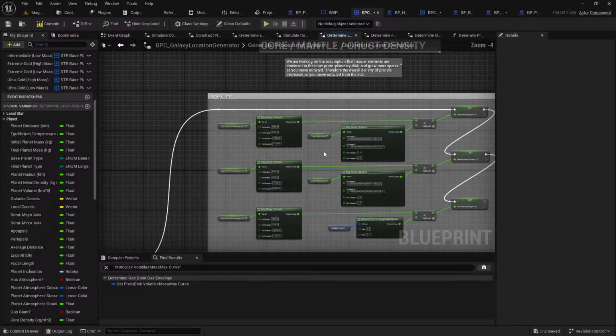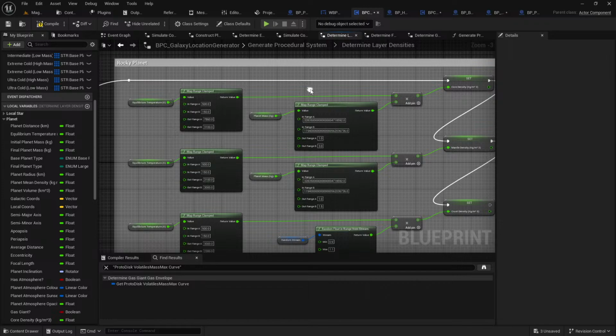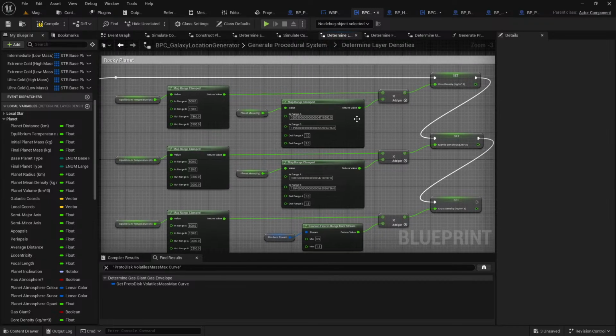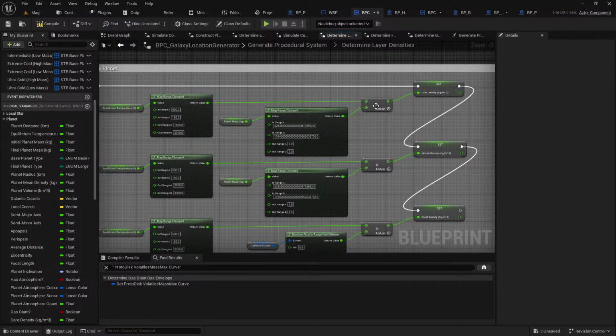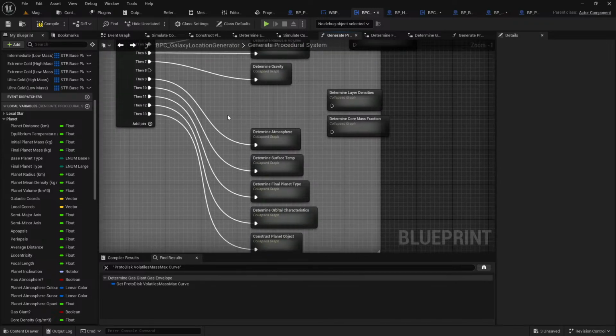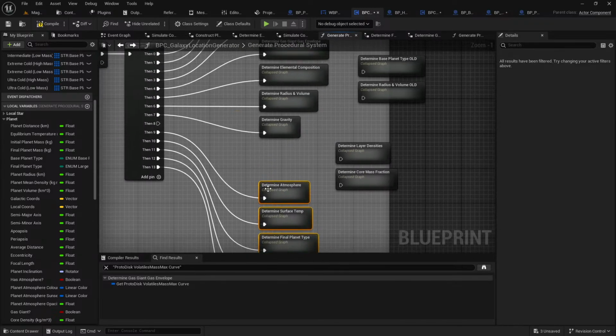So I'm going to have to work out the layer densities slightly differently. Because we've got our planet radius now, which we didn't have previously at this point. So we can work backwards from the radius to work out the density of the various layers of the planet. But to test it, I'm going to skip that for a minute.